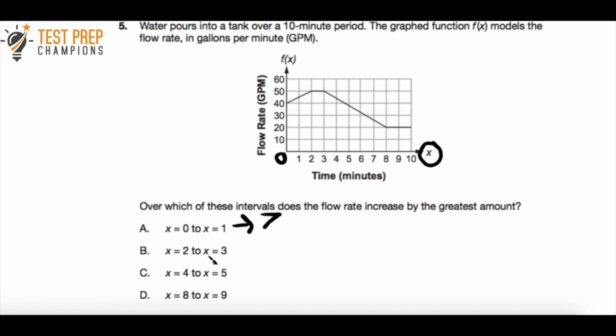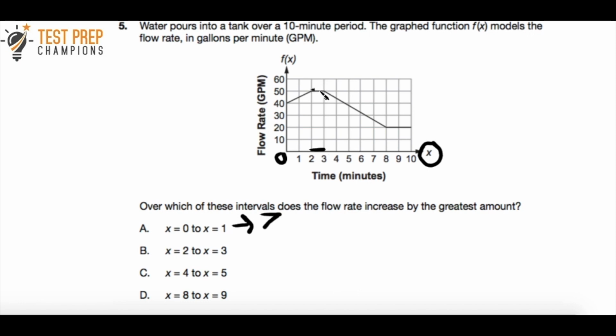So now let's check answer B. X equals 2 to x equals 3. So let's find that interval here. From x equals 2 to x equals 3, we're going to look at what's going on with the flow rate between 2 and 3 minutes.